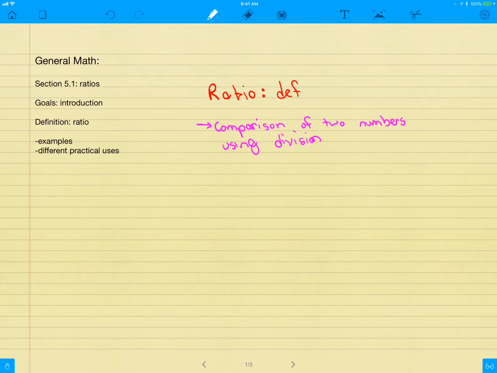So now the forms that these can be written in look different, right? I said division, right? Division can be written a lot of different ways. So that's what we're going to be looking at in the next slide. But that's what a ratio is. We're comparing two numbers using division.